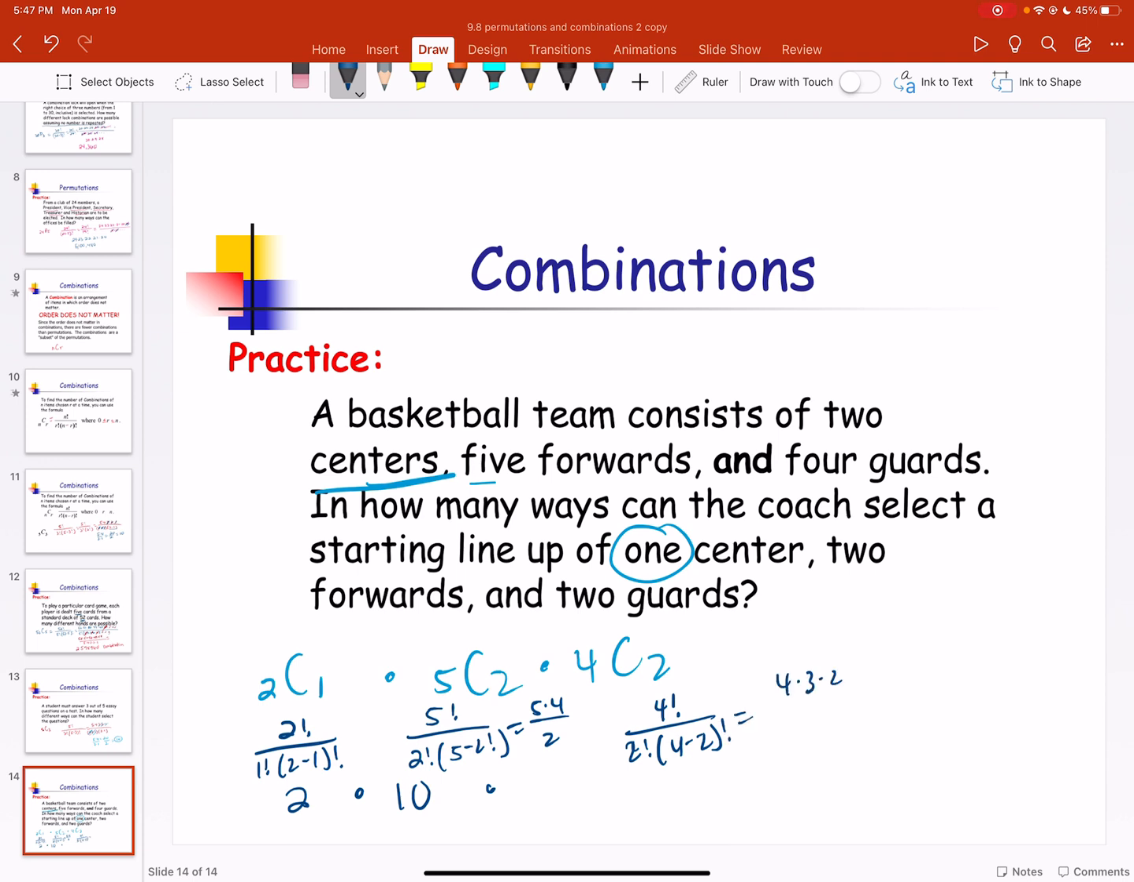4 times 3 times 2 times 1 over 2 times 1, 2 times 1. That's going to be, those 2's and the 1's cancel out. So it's going to be 12 over 2, which is 6. So the total number of combinations is 120. And I got that by multiplying 2 times 10 times 6.